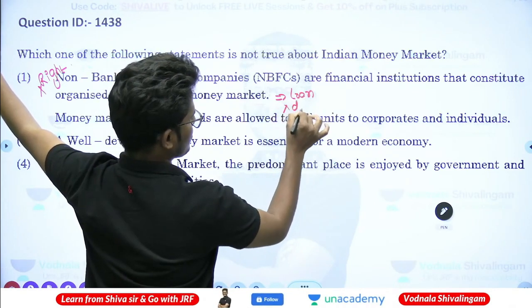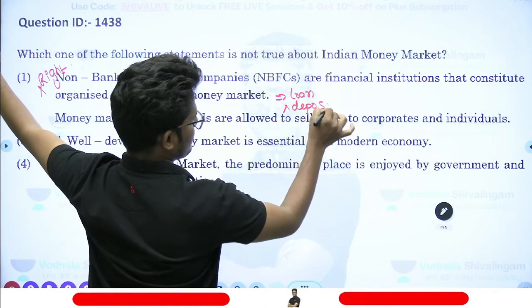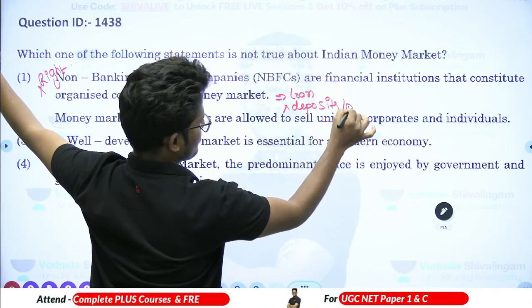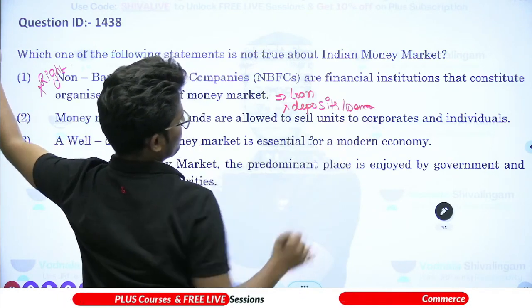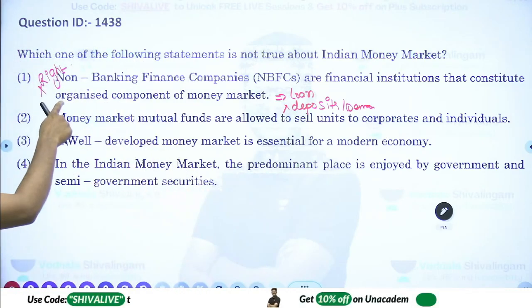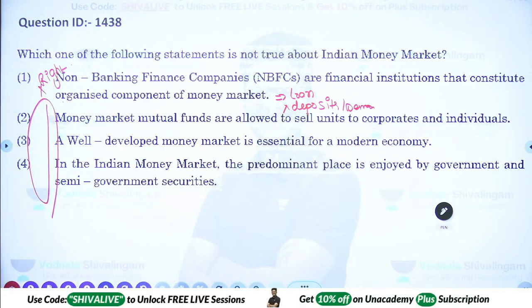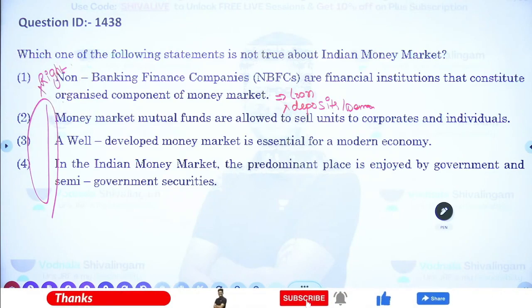They will not take deposits, mainly demand deposits. So it is a financial institution. This financial institution and the money market instrument do not have any link. So this is not true. That is a financial institution which is not dealing with the money market, it is dealing with the banking system.